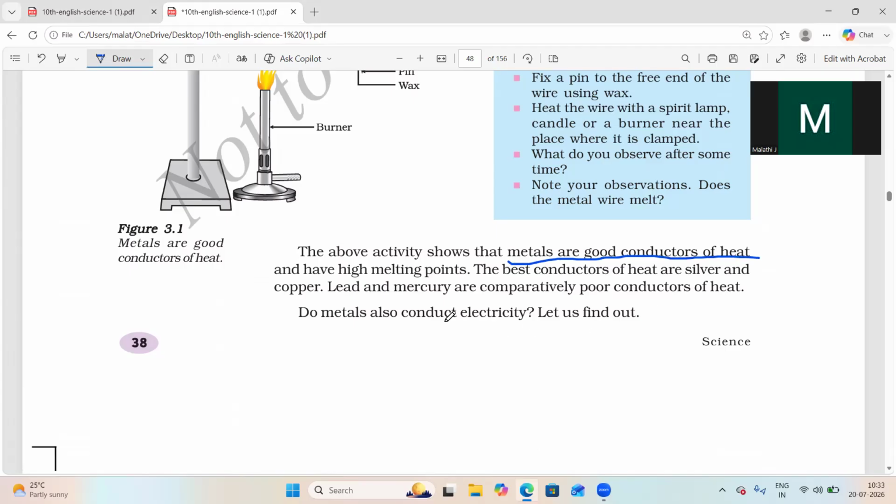Metals are good conductors of heat, and they also have a high melting point. The best conductors of heat are silver and copper. Lead and mercury are poor conductors of heat. So they may ask: all metals are good conductors, except lead and mercury.